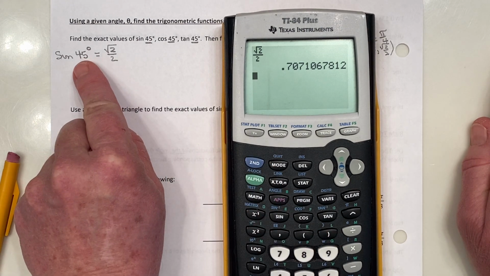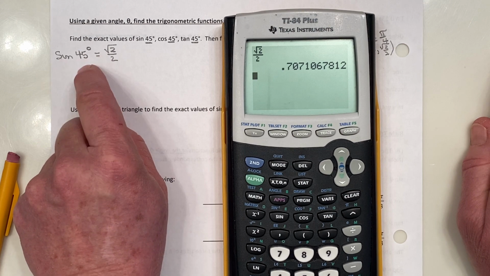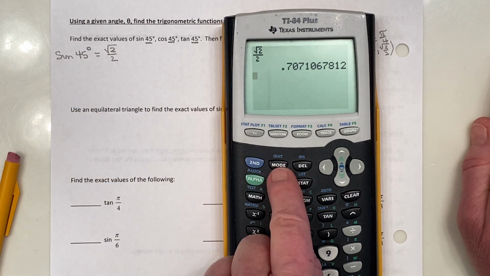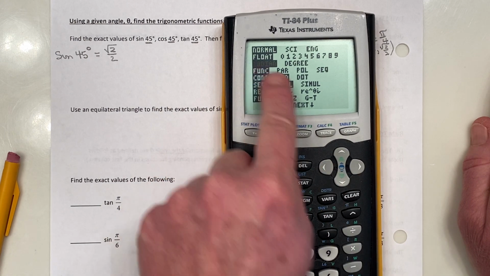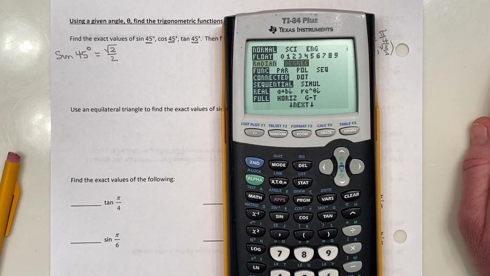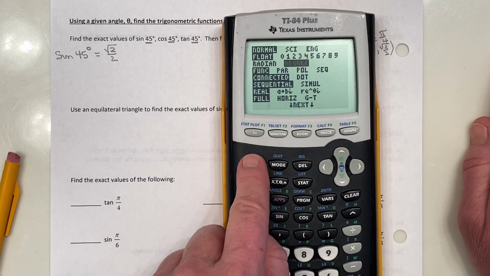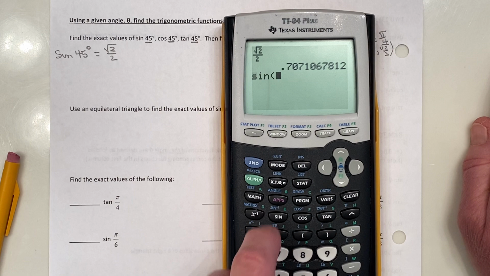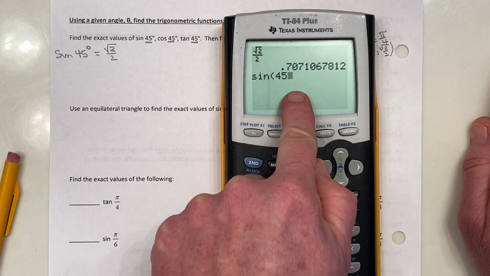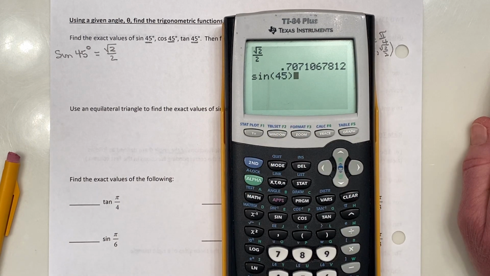Well, because we're finding the trig value of a degree angle, it's important that we look at the mode key. We're currently in radian mode. Let's go down to radian mode, over to degree, press enter to grab it. Let's go back to the home screen. We're in degree mode. So the sine key of 45, you do not need the degree symbol if you're in degree mode. Press enter. We do get the same answer.